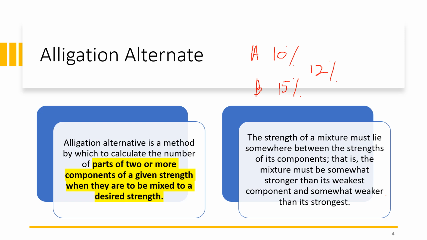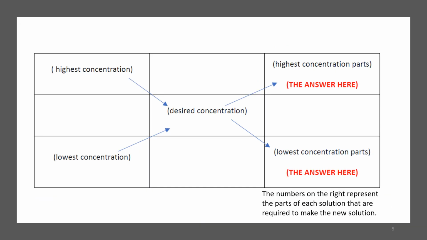So it's the same as the alligation medial method, in which the strength of the mixture must lie somewhere between the strengths of its components. That is, it must be stronger than the weakest and weaker than the stronger. So let's take a look at an example on how you position the values. In the alligation medial, the steps are more vertical, while in the alligation alternate, you need to position the values in this matrix form.